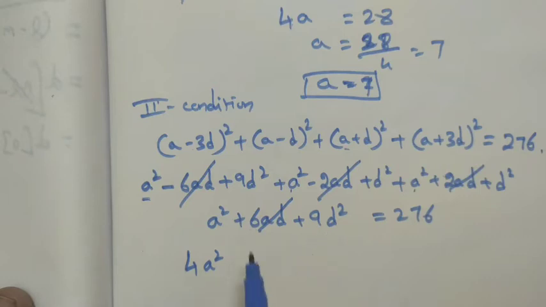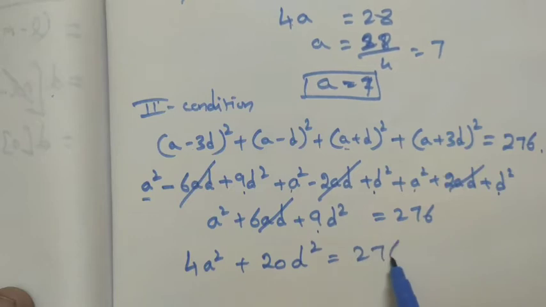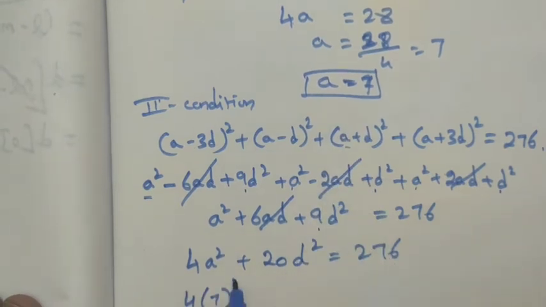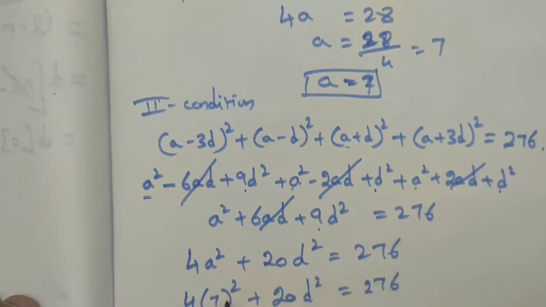Now add the d values only. Here 9 plus 1 is 10, 10 plus 1 is 11, 11 plus 9 is 20. So 4a square plus 20d square is equal to 276, right? Now you apply a is equal to 7. 4 into 7 square plus 20d square is equal to 276. 7 square is 49. 49 into 4: 4 9s are 36, 6 remainder 3, 16, 19. So 196 plus 20d square is equal to 276.